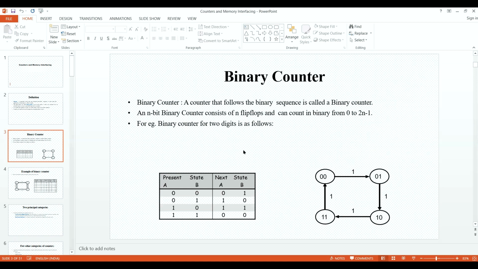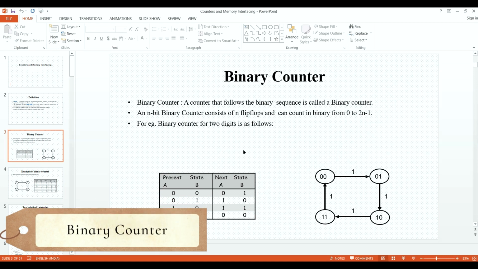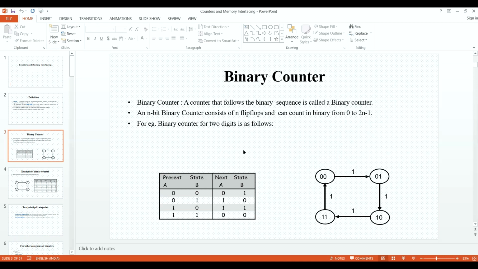So it is working like a switch. When we talk about a binary counter, it follows the binary sequence, an n-bit binary counter. I'm again repeating, an n-bit binary counter, where we have a counter, we will have n number of flip-flops. If I'm dealing with a 4-bit binary counter, I will have 4 flip-flops that can vary from 0 to 2^n minus 1. Now this is very, very important.